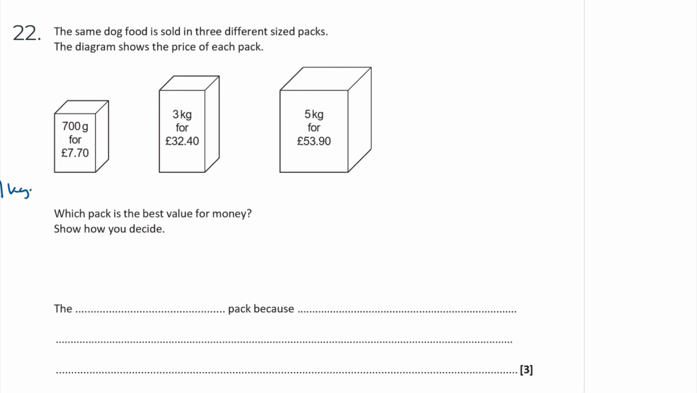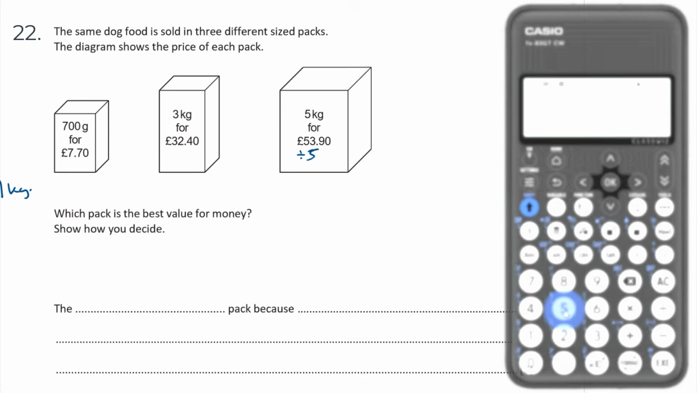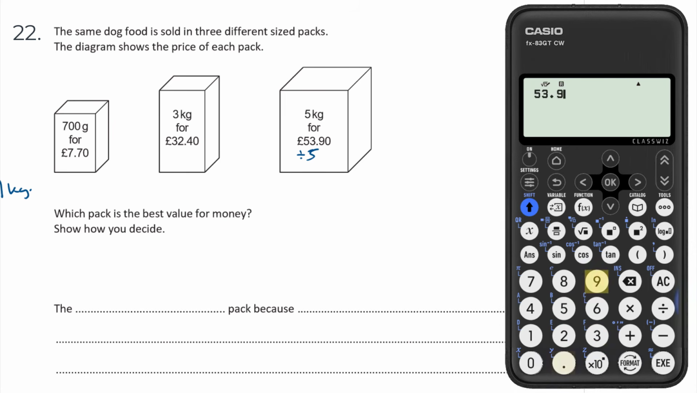They're quite straightforward. So 5 kilos for £53.90. Divide £53.90 by 5. What am I going to get? 53.9 divided by 5 is going to give me £10.78 per kilo. 3 kilos cost £32.40. So if I divide that by 3, 32.4 divided by 3, that's going to give me £10.80.